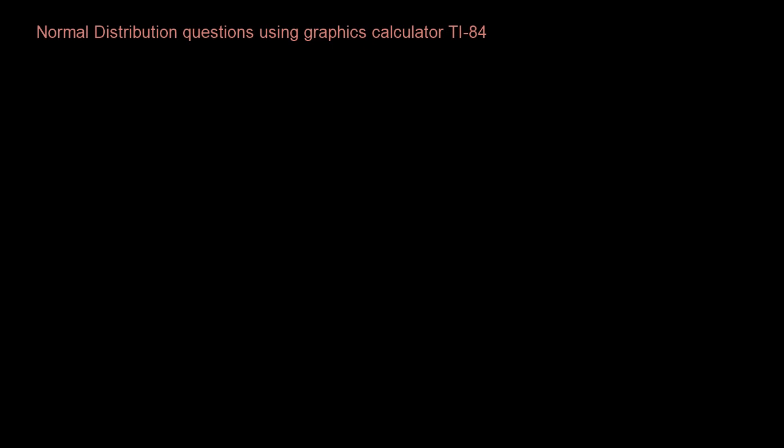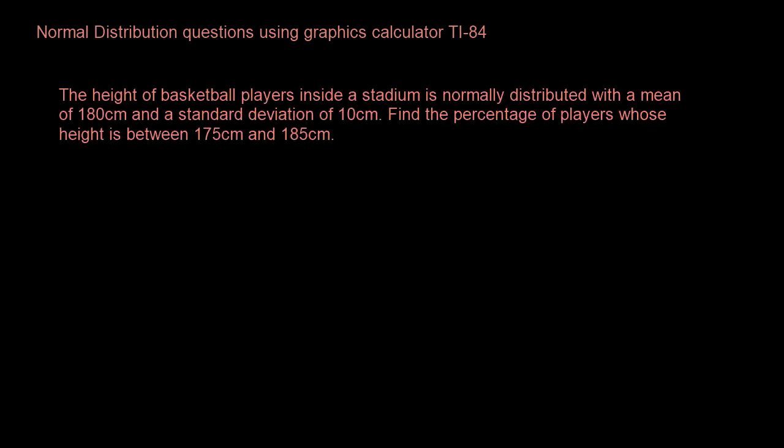In this video, we're going to talk about how to do normal distribution questions using a graphics calculator. So let's start off by giving you guys a question. The first question is: the height of basketball players inside a stadium is normally distributed with a mean of 180 centimeters and a standard deviation of 10 centimeters. Find the percentage of players whose height is between 175 and 185.